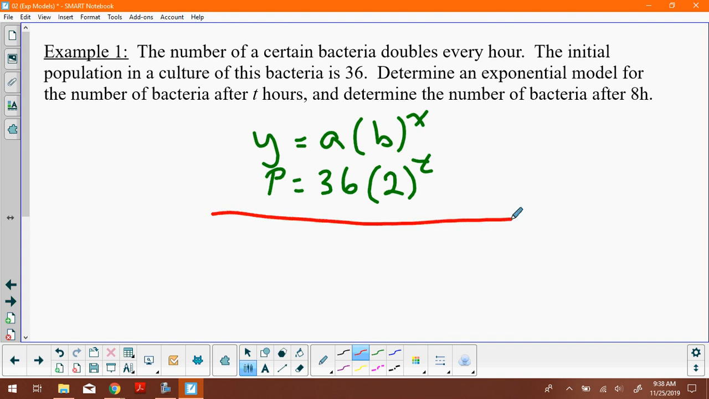Now for how many bacteria after 8 hours. We just go p equals 36 times 2 to the power of 8. Then it's just a matter of quickly running that through. So I have 9,216. So after 8 hours, that culture has grown to over 9,000 bacteria.